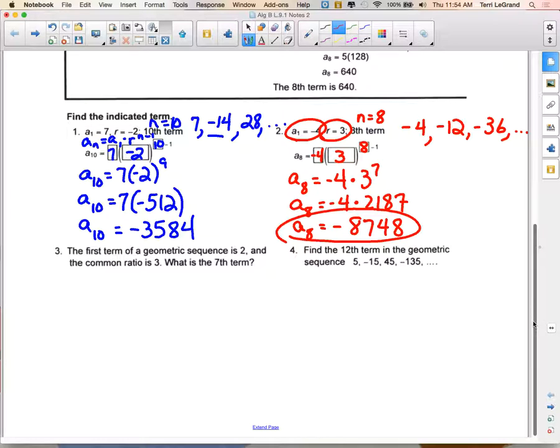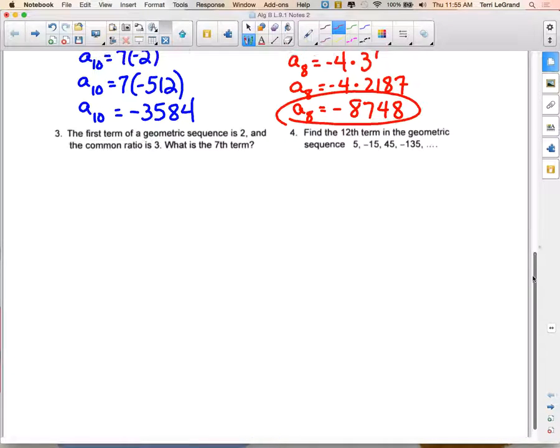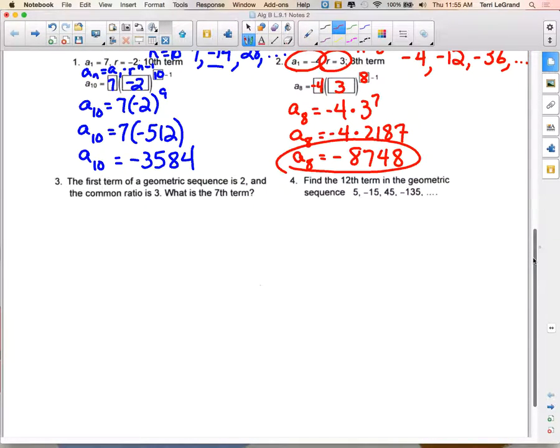Okay. So if they don't identify some of the parts of the formula, take the time to write down. If they say a sub 1 is something, write that down. They've already told you what it is. If they tell you what the R value is, write it down. They've already told you that. If they tell you which term to find, you're going to call that what again?